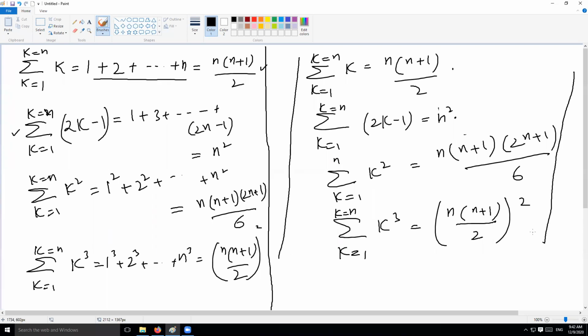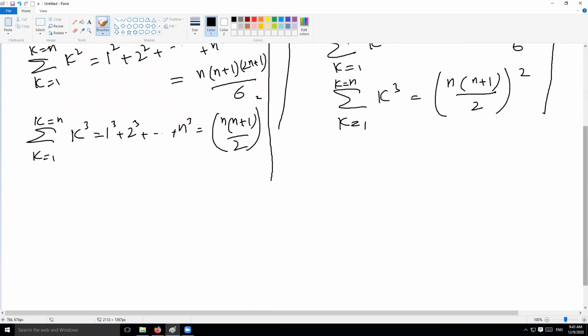Sir, if we start k from 0, sir? If you want to start k from 0, yes, you can do that. For example, if I want to start k from 0, this thing would not change actually. The sum is going to stay the same.